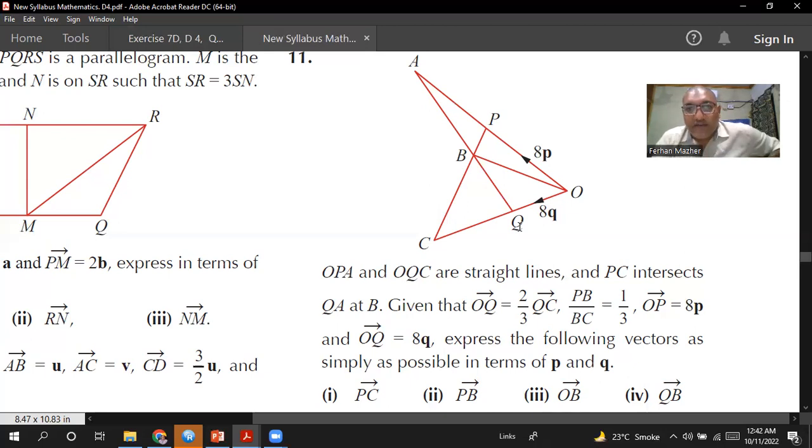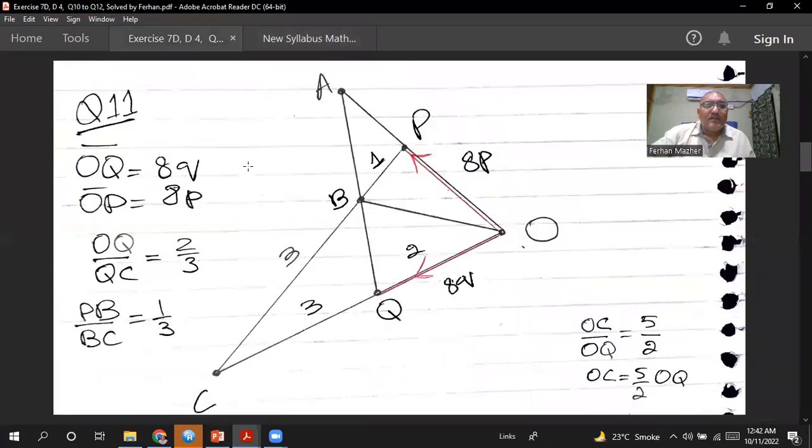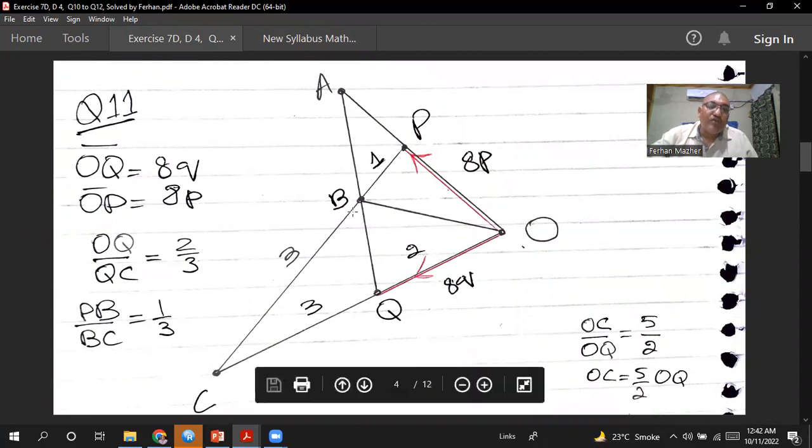The first question they're asking me is to find the PC. Okay, so if you want to find the PC, P to C, the method is very simple. Go from P to O, from O to C. The problem is I don't know the value of the OC, but I can find the OC value. So OC value by the ratio I can find, because I know the value of the OQ and I know the ratio. So very simply I can find that. Okay, so that's the diagram. This is 1, this is 3, the total is 4. That's the ratio, okay? This portion is 2, this portion is 3, the total portion is 5.